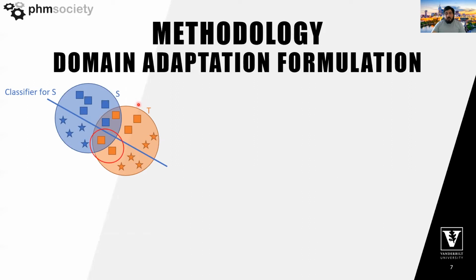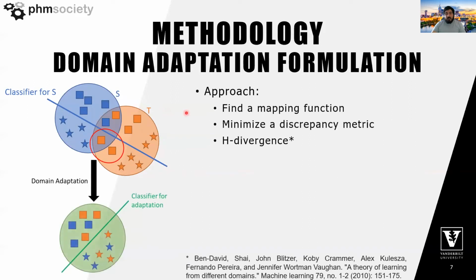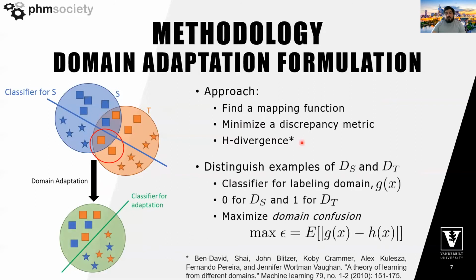The purpose of domain adaptation is finding a mapping function that can minimize a probabilistic discrepancy metric between those two domains. Ben David et al. stated that a classifier-induced divergence criteria, namely H divergence, is sufficient for domain adaptation. H divergence relies on distinguishing the examples of DS and DT.